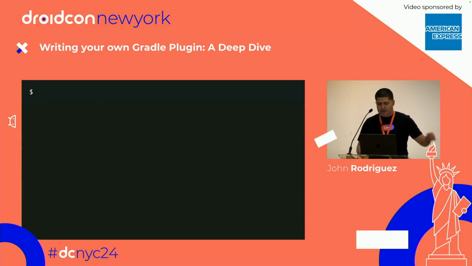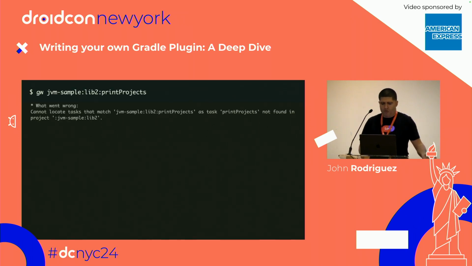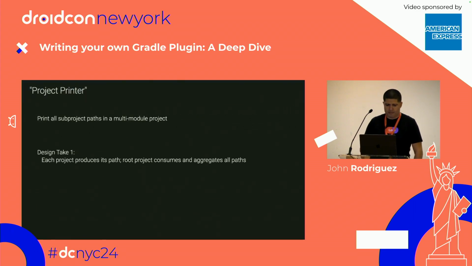Now, you may have noticed that I had to run print projects from the root project, and that's fine. What if I wanted to run print projects from another project, not the root, not colon, but app or core feature 2? Well, if I do that, it won't work because of the way I've designed my plugin. And so I need to make it more robust.